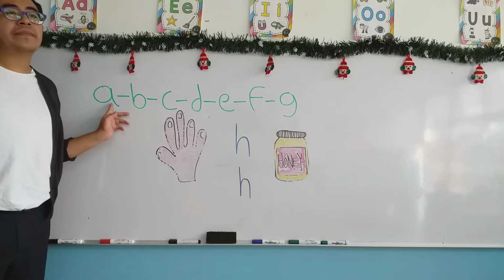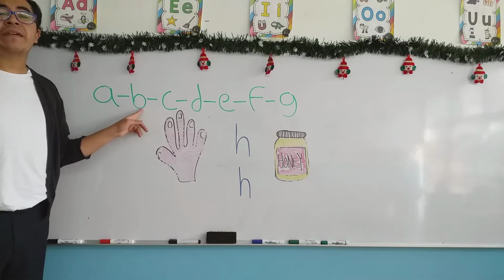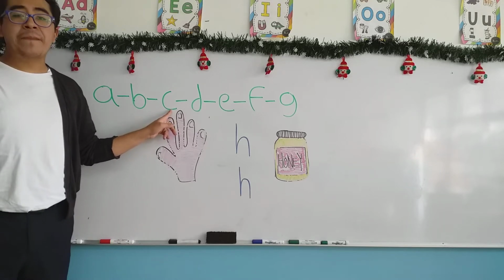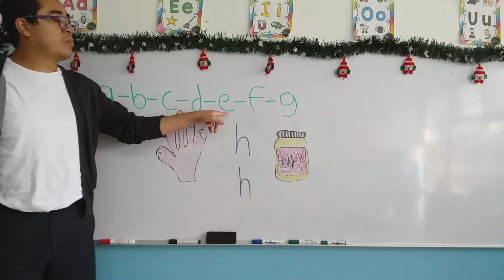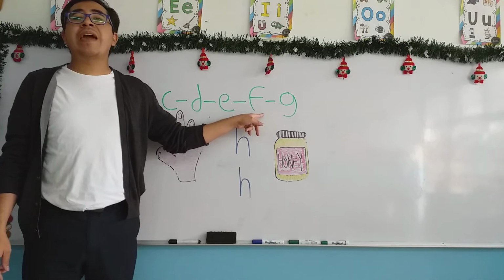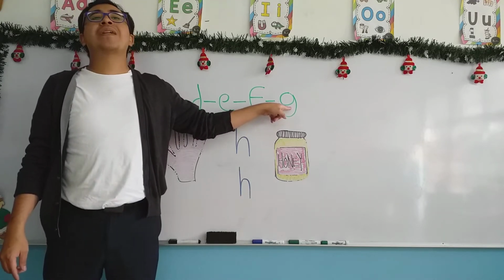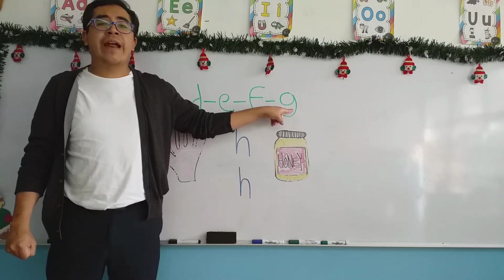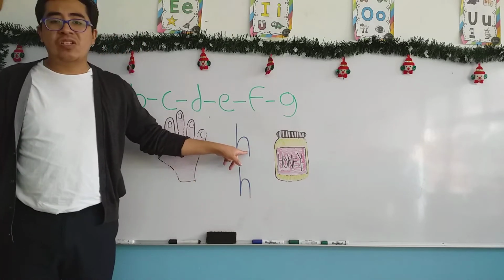Small A for Alan. Small B for Brenda. Small C for Camila. Small D for Diego. Small E for Emiliano. Small F for Fernando. Small G for Geraldine. For Guillermo. Okay, for Gerardo. And the letter of today, small h.